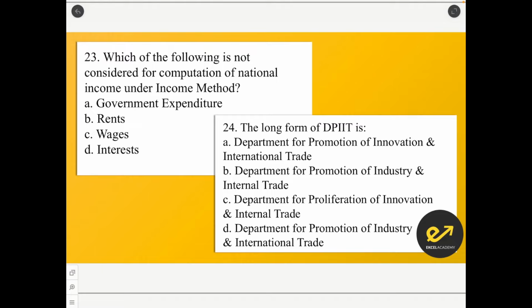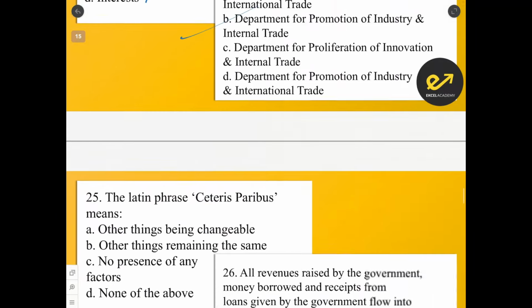Which of the following is not considered for calculation of national income under the income method? So here rent, wage, interest is considered, but government expenditure is not considered. The long form of DPIIT, this question has repeated. So the answer for this is option B, Department of Promotion of Industry and Internal Trade.